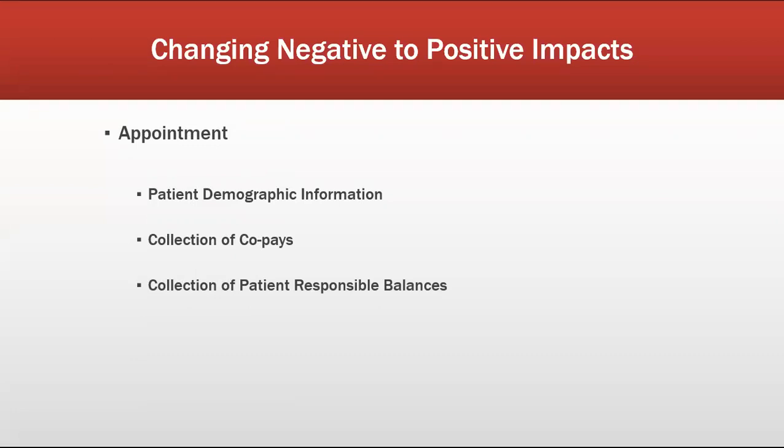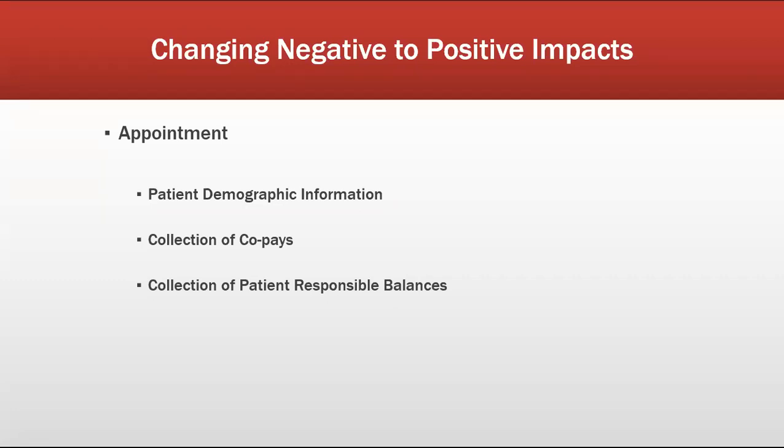We double check patient demographic information. We make sure we haven't transposed a number. We have the correct date of birth. We have the correct individual who is the insured on the policy. Remember, the patient and the insured may be different individuals. So you want to make sure that you are collecting both of that information.